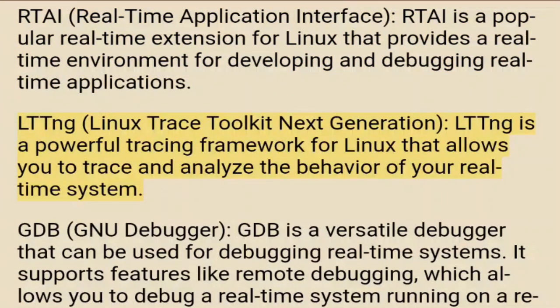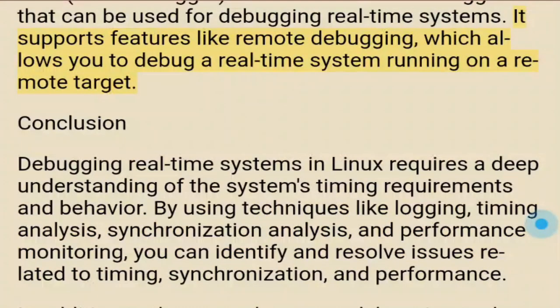LTTng, Linux Trace Toolkit Next Generation. LTTng is a powerful tracing framework for Linux that allows you to trace and analyze the behavior of your real-time system. GDB, GNU Debugger. GDB is a versatile debugger that can be used for debugging real-time systems. It supports features like remote debugging, which allows you to debug a real-time system running on a remote target.